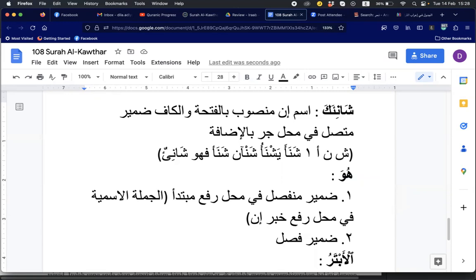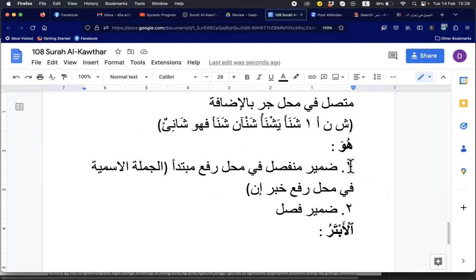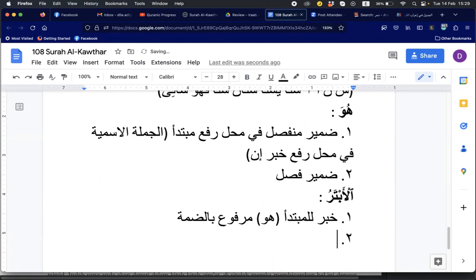Oh, so al-abtar is the khabar directly for inna. Yes, khabar inna. Okay. So if you choose number one, which is basically easy to see, obviously we are used to it, right? In this case, it's khabar marfu' bil dhamma. This is the khabar to the huwa, khabar put here for the mubtada. Okay, choice one, yes. If you say that it is dhamir fasl, then al-abtar is basically your khabar inna.